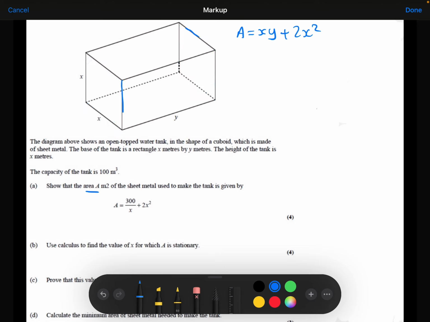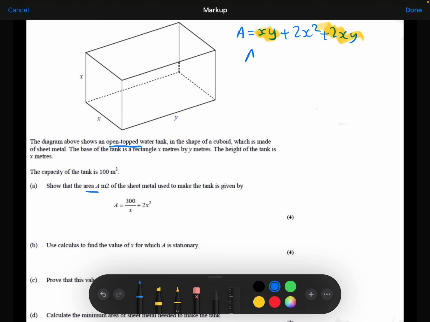Then we've got the front rectangle here, which will be x times y. And there'll be another one of those at the back here. So we've got another 2xy. And the tank was open top, so we don't need to worry about the top. No metal is required for the top there. So we've got the base, the two sides, and the front and the back. Now we can simplify that by collecting these like terms together.